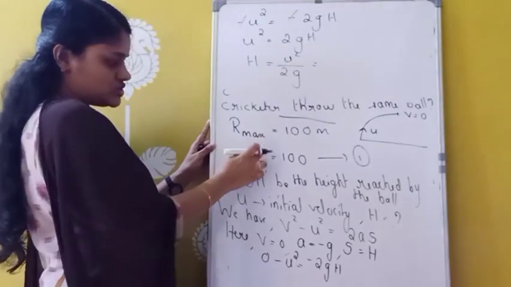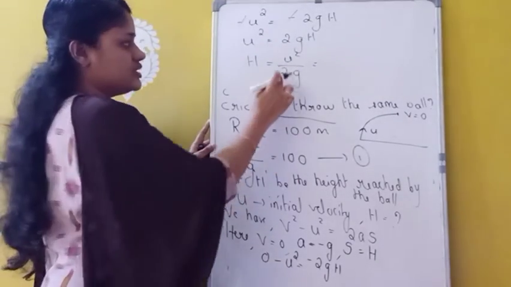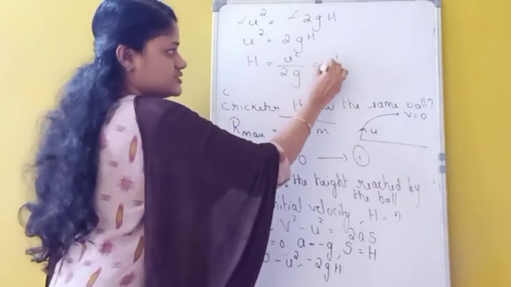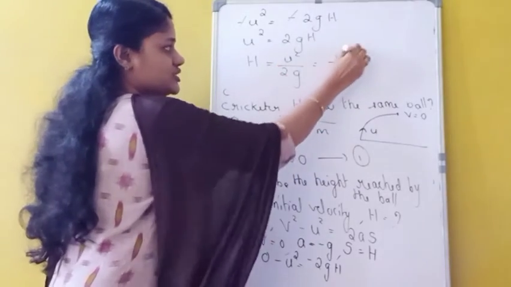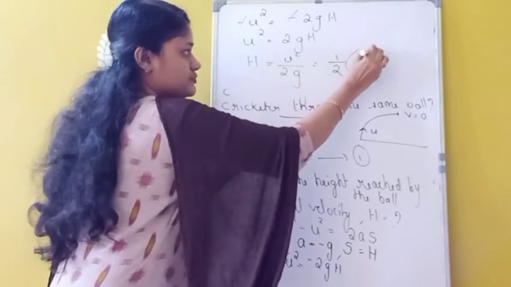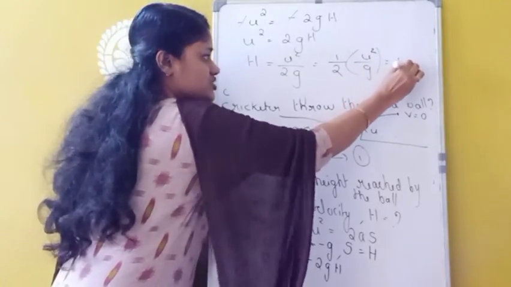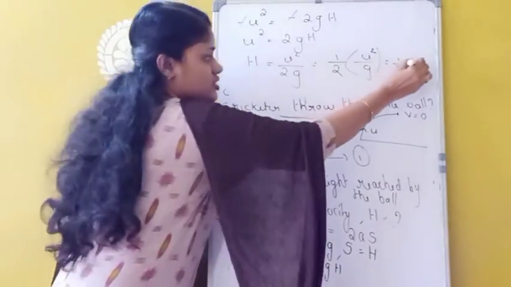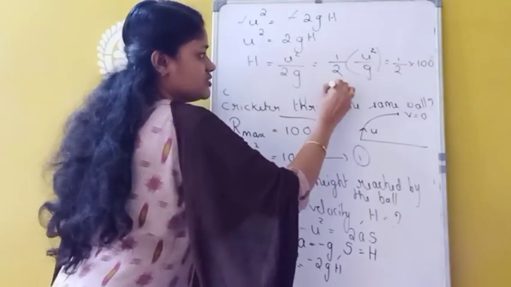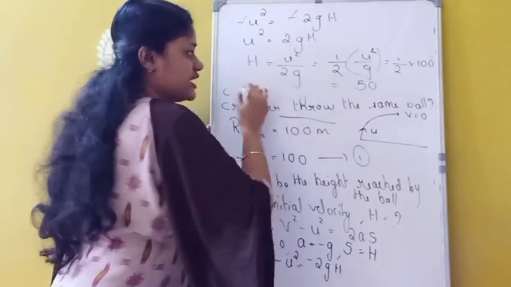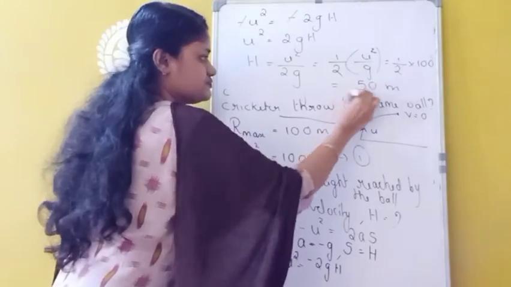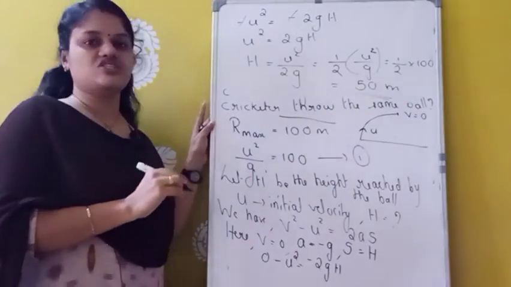But we know u square by g is 100. So this can be written as 1 by 2 into u square by g, that is 1 by 2 into 100, which is equivalent to 50. So the height is 50 meter. This is the maximum height reached by the ball.